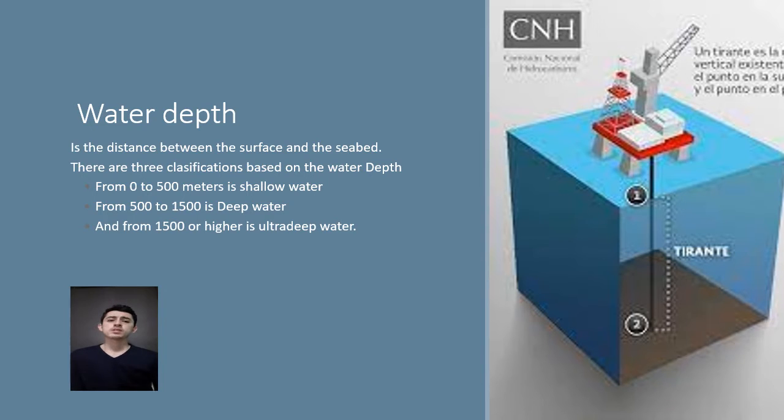The first one is water depth. Water depth is the distance between the surface and the seafloor. There are classifications based on the water depth. From 0 to 500 meters is shallow water. From 500 to 1500 is deep water, and from 1500 or higher is ultra deep water.